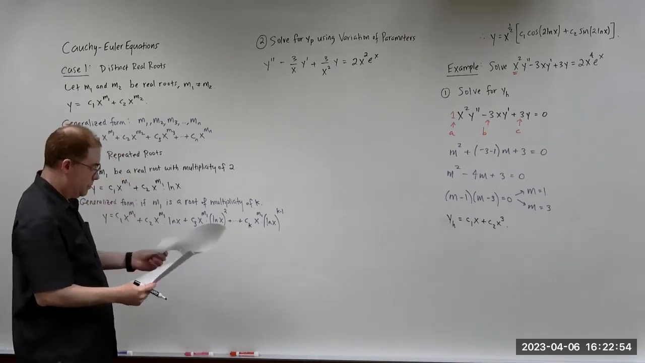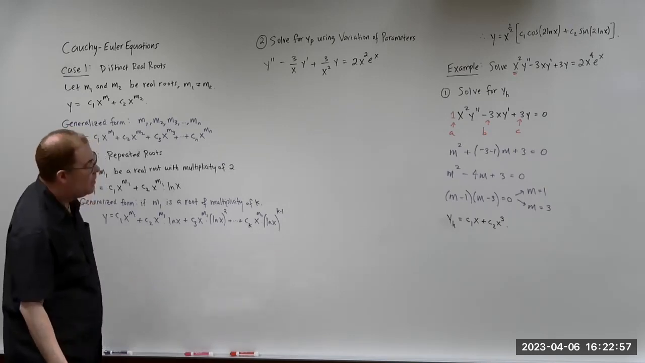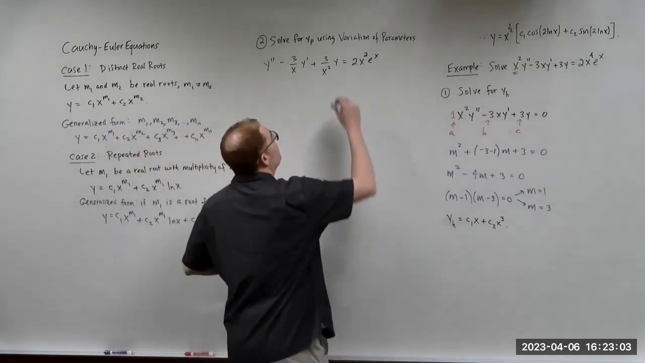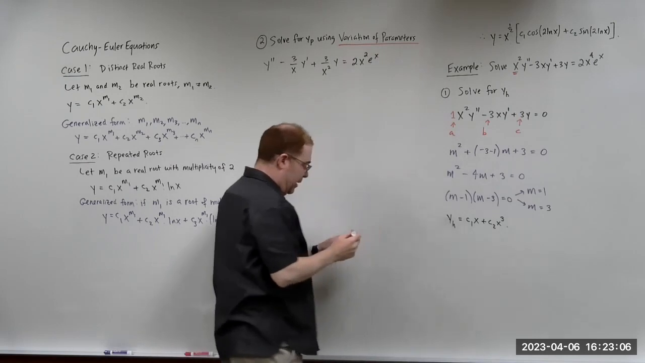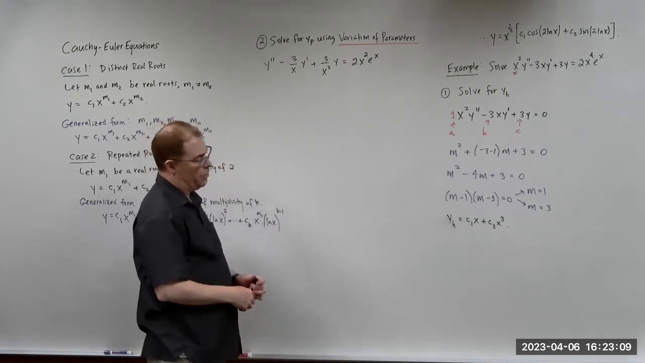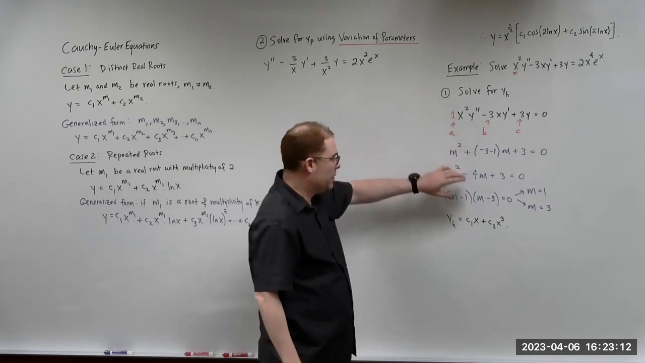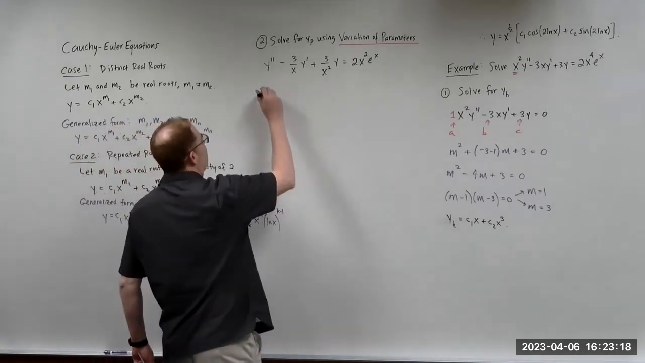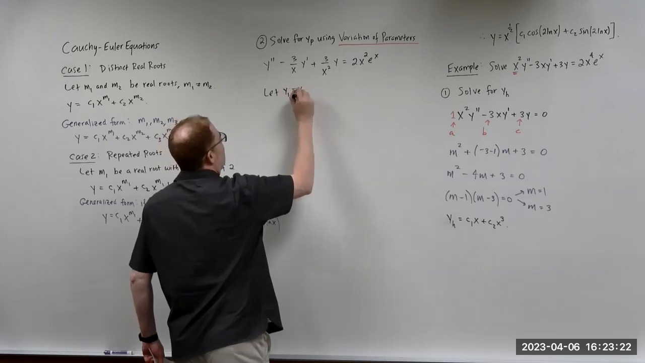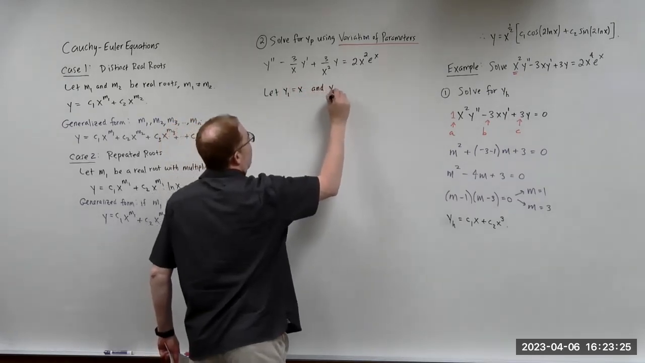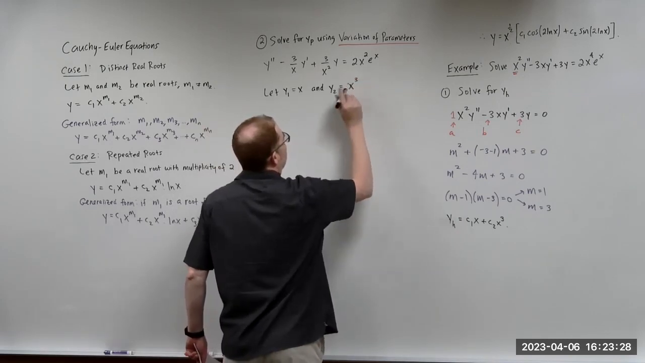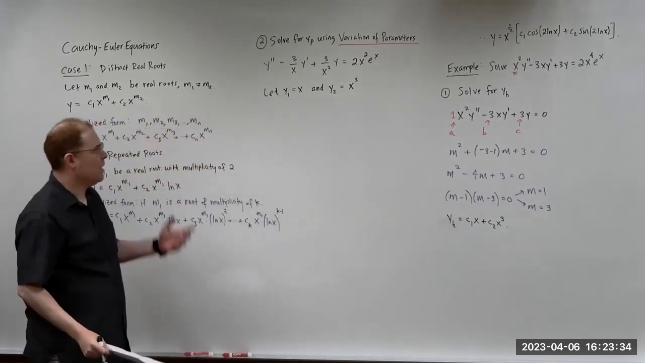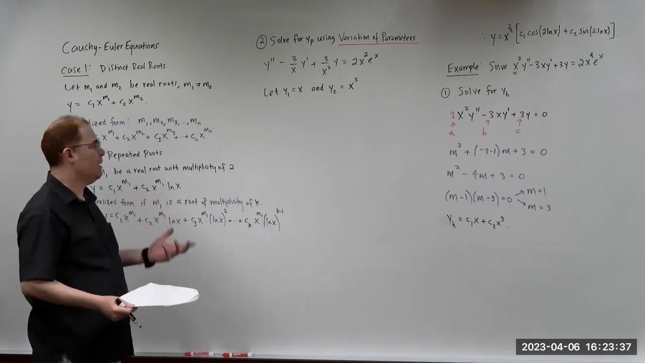Remember, variation of parameters utilizes our solution for the homogeneous case. So we're going to let y1 be equal to x, and I'll let y2 be equal to x cubed. It doesn't matter. We can let y2 be x and y1 be x cubed. It doesn't matter here.